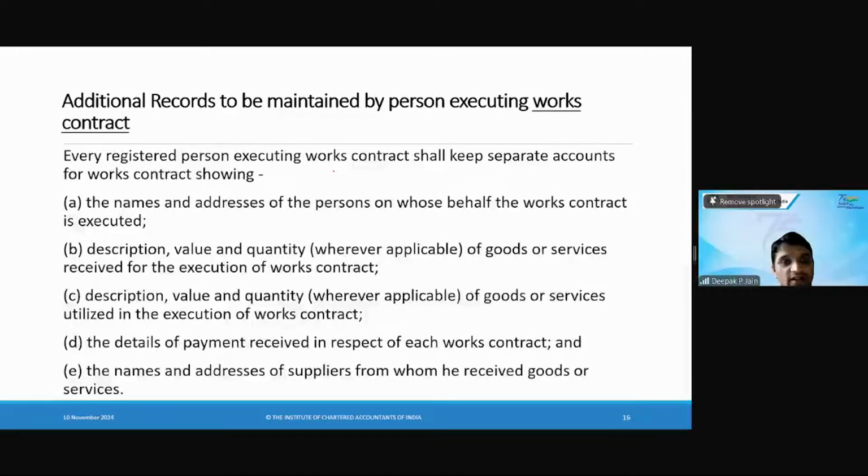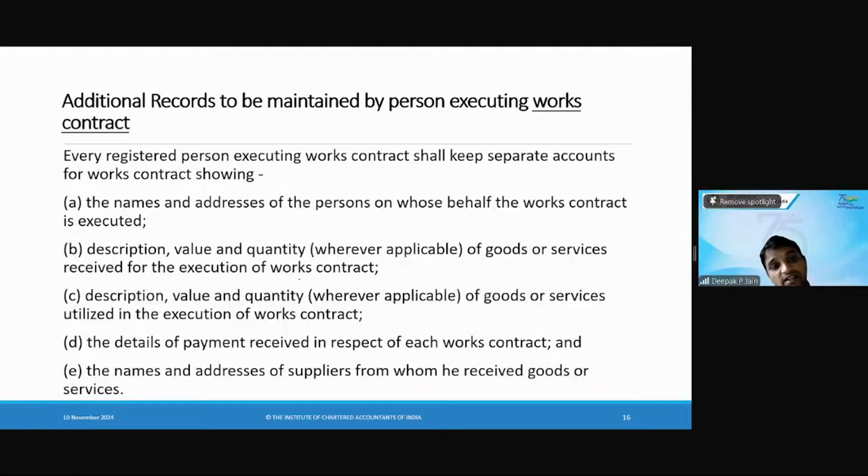Now this works contractor will have to mention the following: the name and address of the person on whose behalf he is doing this works contract, क्योंकि वो own behalf पे नहीं करेगा. A works contractor does the work generally on behalf of others. So we will have to maintain the register of the persons on whose behalf he is doing the works contract. Then description, value, and quantity of the goods or services received for the execution of works contract. जो भी quantity वो purchase कर रहा है for executing that works contract.